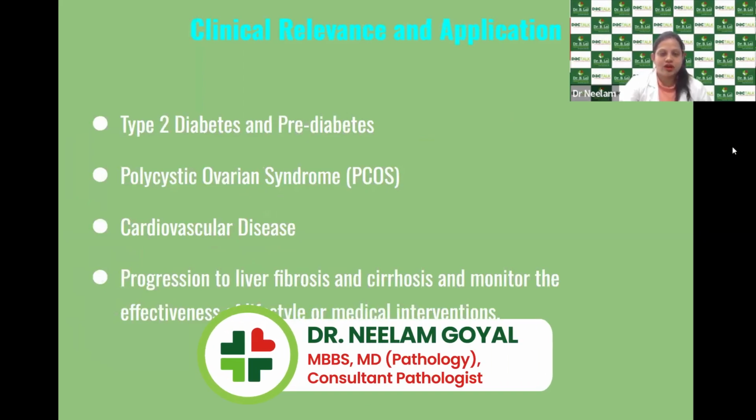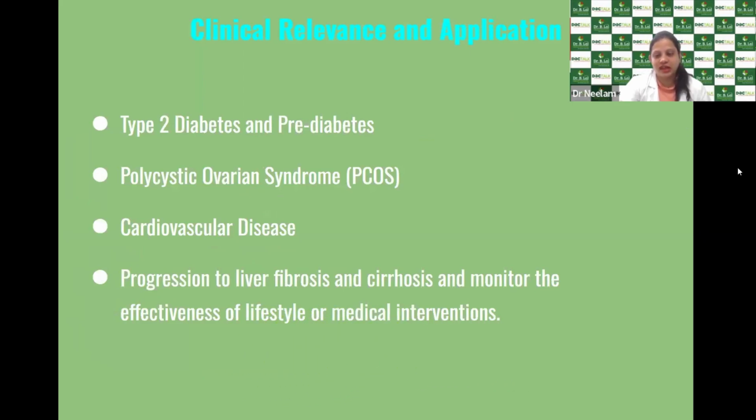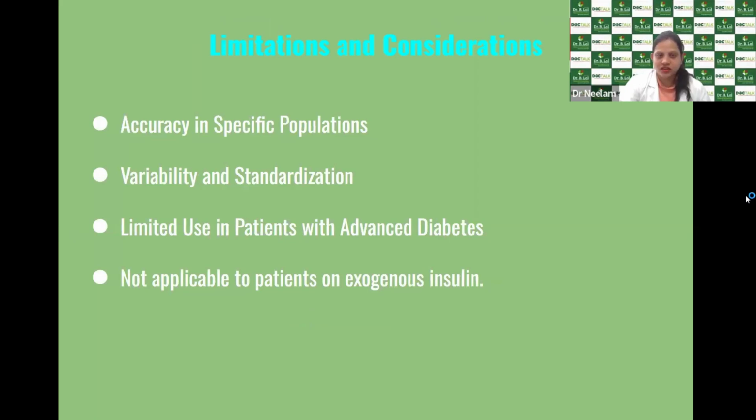Clinical relevance of the HOMA-IR is in screening for diabetes mellitus, pre-diabetic patients, polycystic ovary syndrome, which is very common in today's life, cardiovascular disease, progression to liver fibrosis and cirrhosis, and monitoring the effectiveness of lifestyle and medical interventions. What are the limitations of the HOMA-IR? Accuracy in specific populations, variability, limited use in patients with advanced diabetes, and it is not applicable to patients on exogenous insulin.